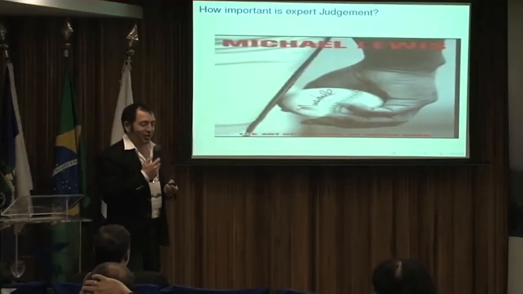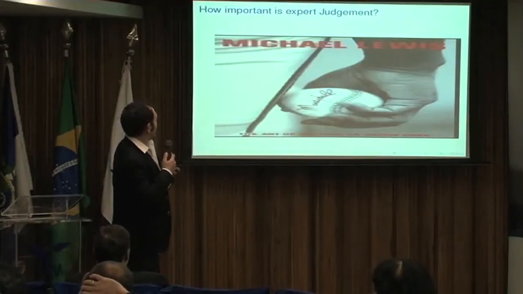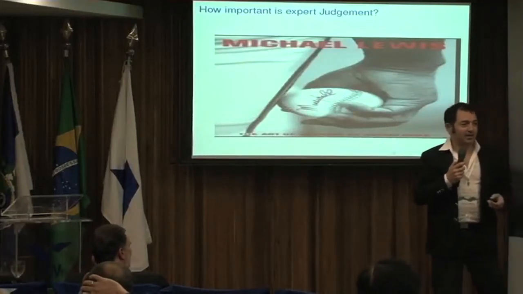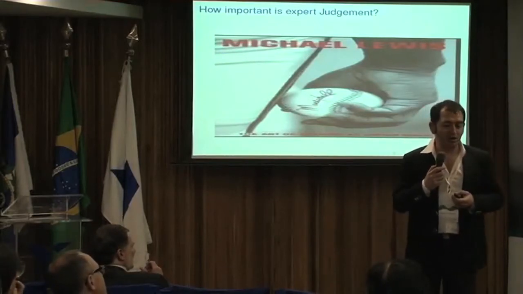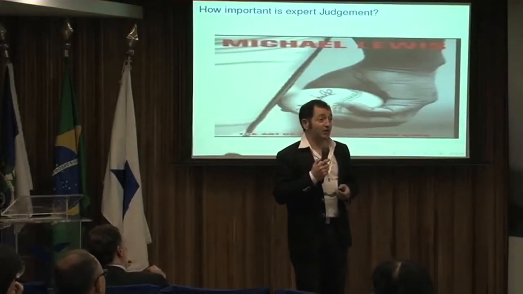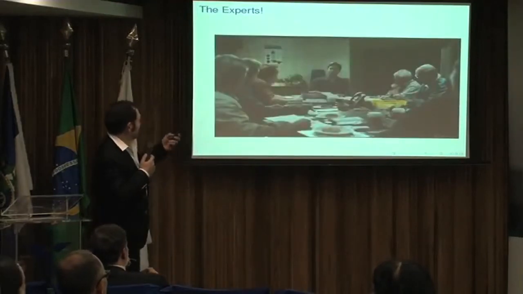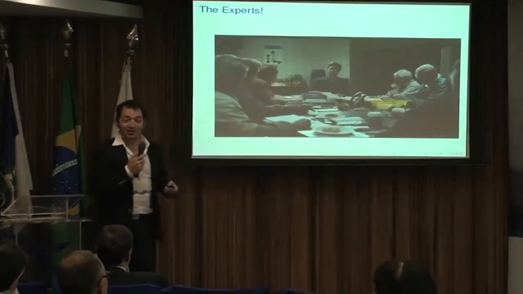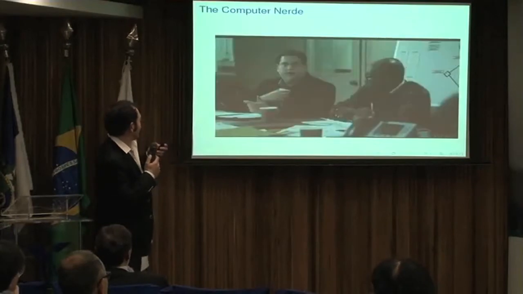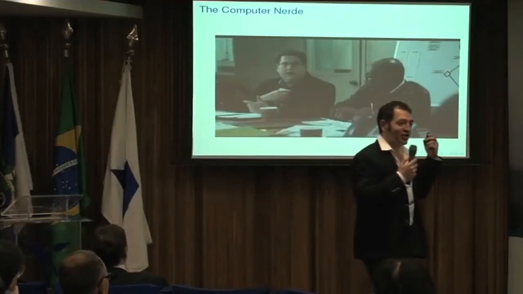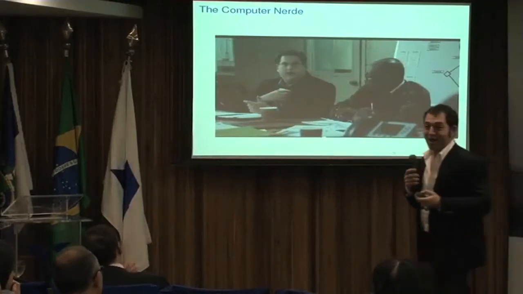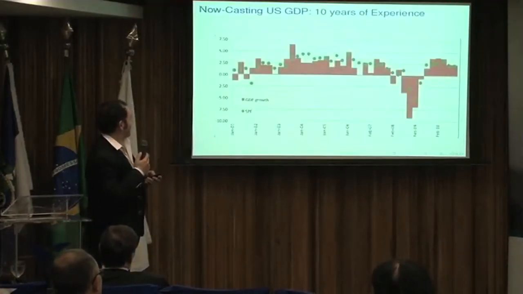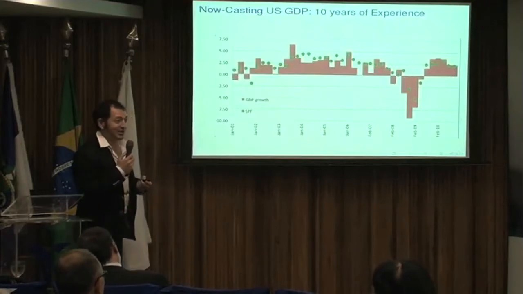Actually, this is a book about Moneyball. It's about replacing expert judgment in the hiring for a baseball team with an algorithm. They made a movie out of it, and this is a picture with sectoral experts. And this is the computer algorithm. This is a nerdy computer guy that is trying to program an algorithm in order to replace this expert. So I'm going to play the role of the nerdy guy. And just to anticipate some of the results.